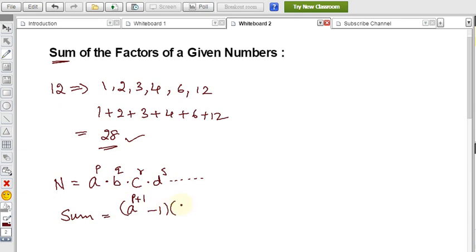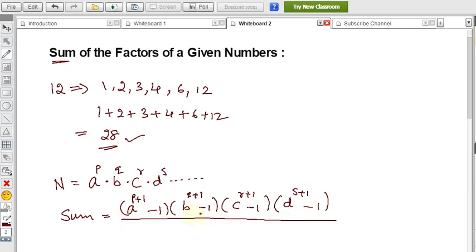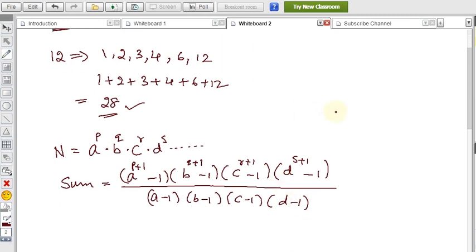I'll explain with an example also. Then b to the power q plus 1 minus 1, c to the power r plus 1 minus 1, and d to the power s plus 1 minus 1, all divided by a minus 1, b minus 1, c minus 1 and d minus 1, if only a, b, c, d are the bases. Now the sum is equal to this.